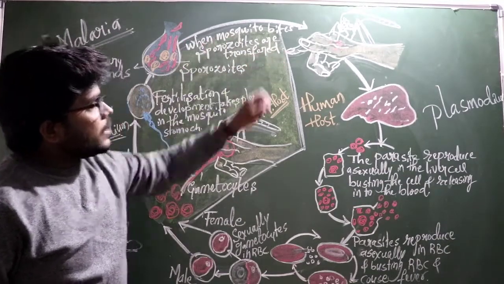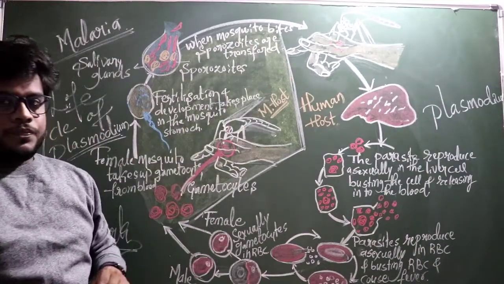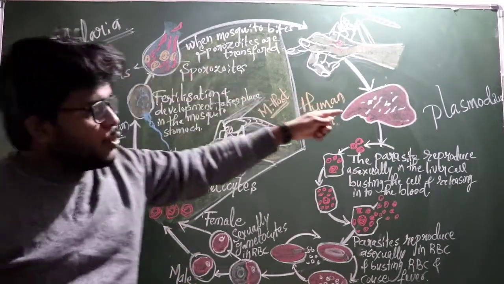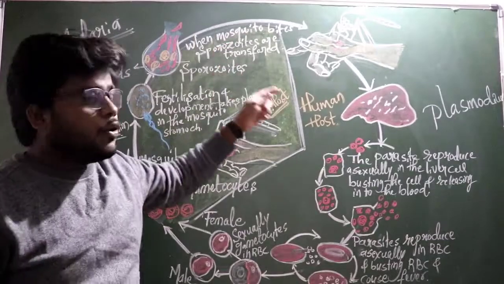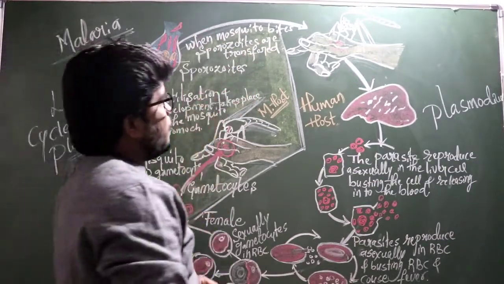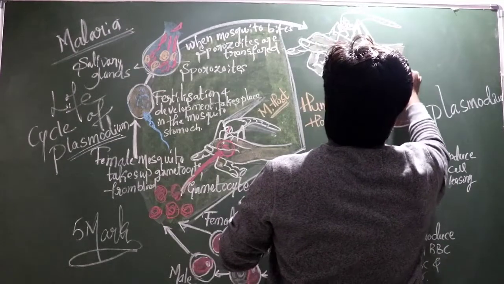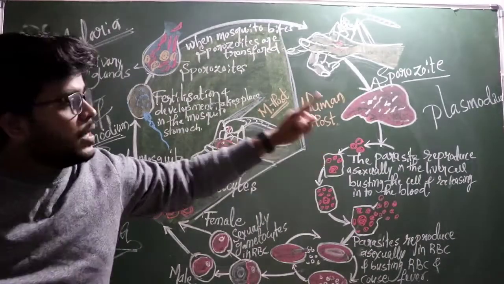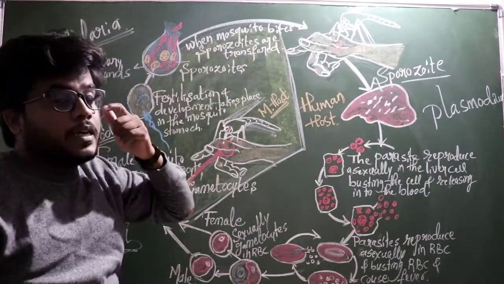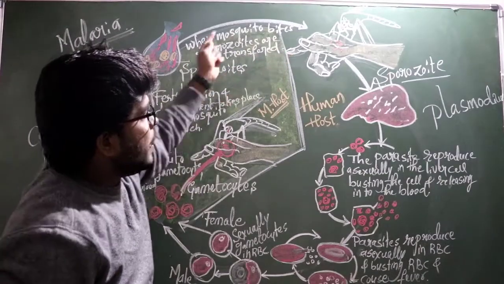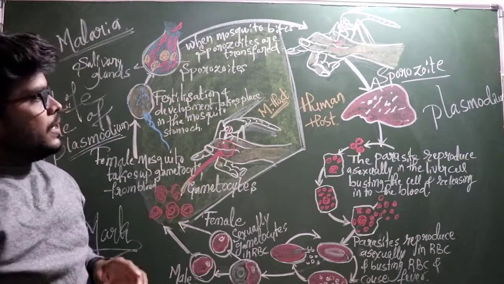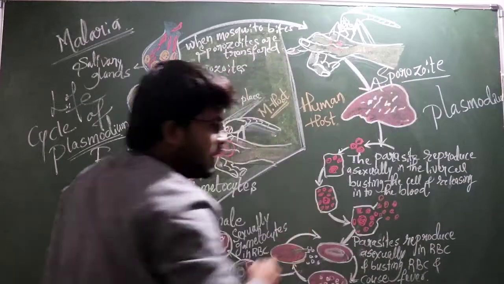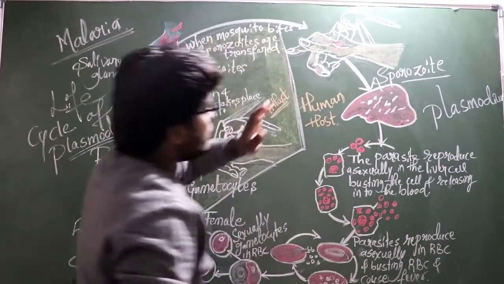When the infected female Anopheles mosquito bites a healthy person, the Plasmodium present in the saliva of that mosquito is in the form of sporozoite. Remember, sporozoite is the infectious form of this Plasmodium. So when the infected female Anopheles mosquito bites the healthy person, the Plasmodium in the infectious sporozoite form enters the human body.